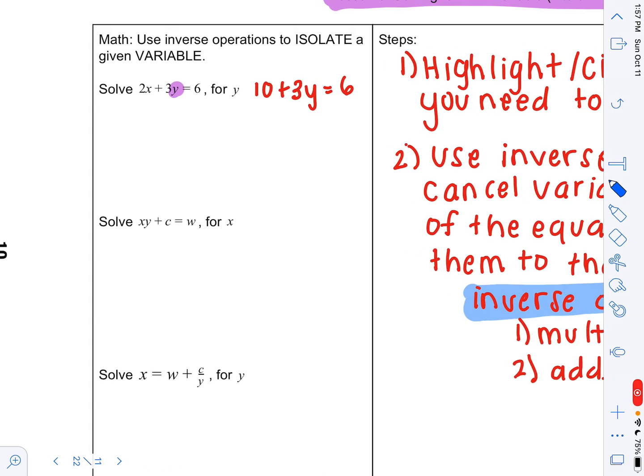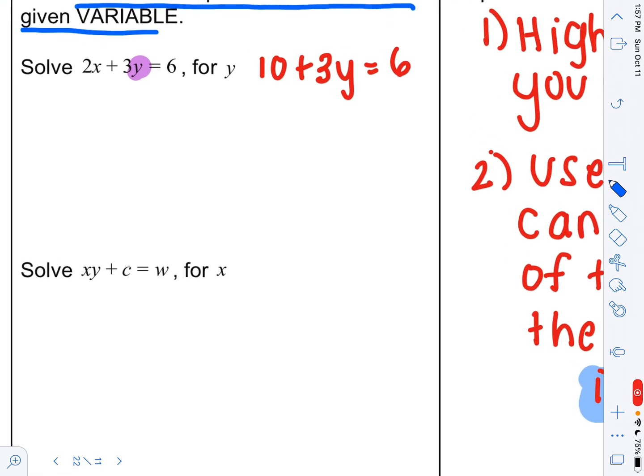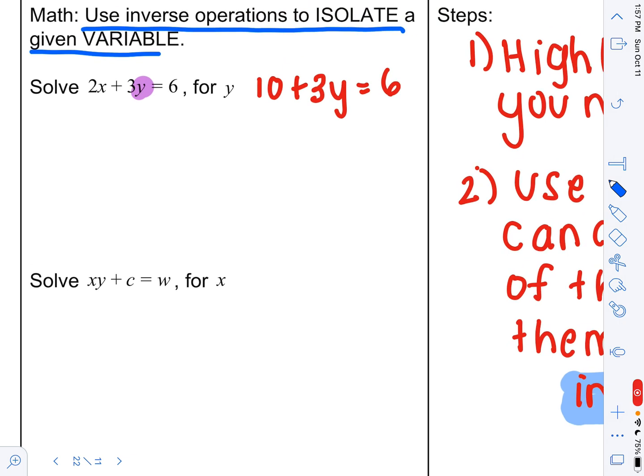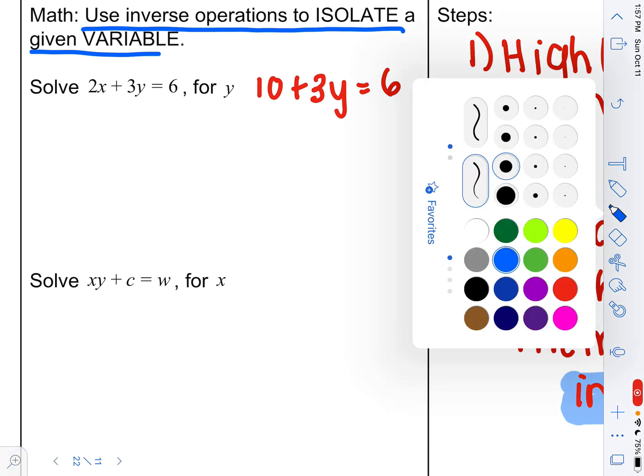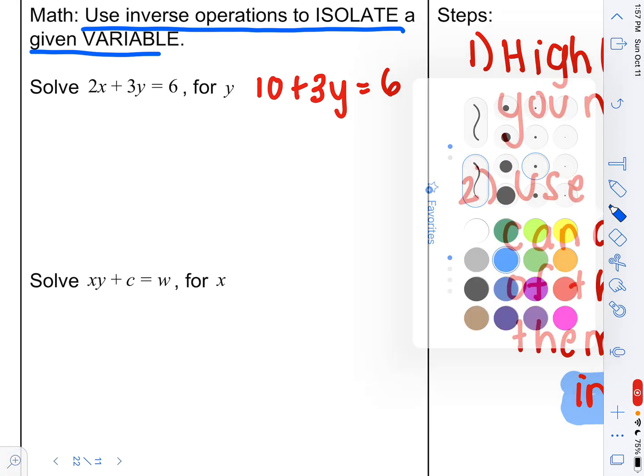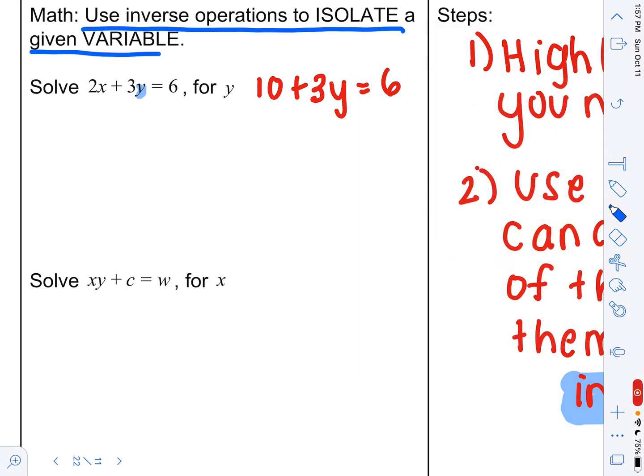So here are the directions. Use inverse operations to isolate a given variable. So we have to get a variable alone. I told you to highlight or circle the one that it's asking to get alone. Let me highlight that a little bit better, and make it a little smaller. I'm going to get this y alone. Okay, that's what we're trying to get by itself.